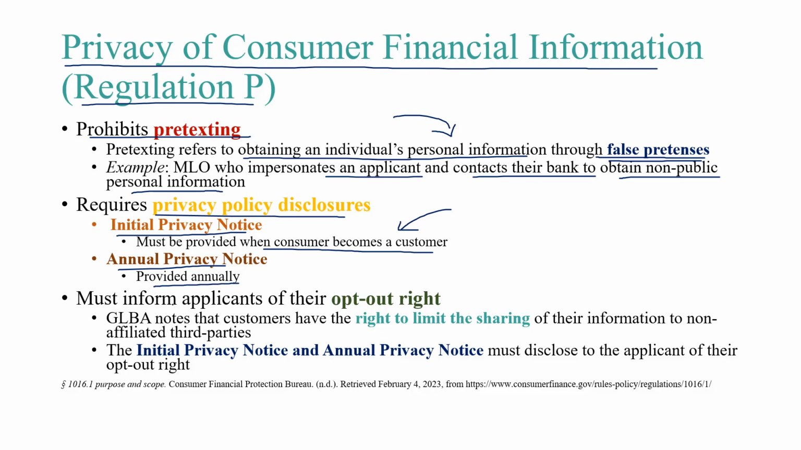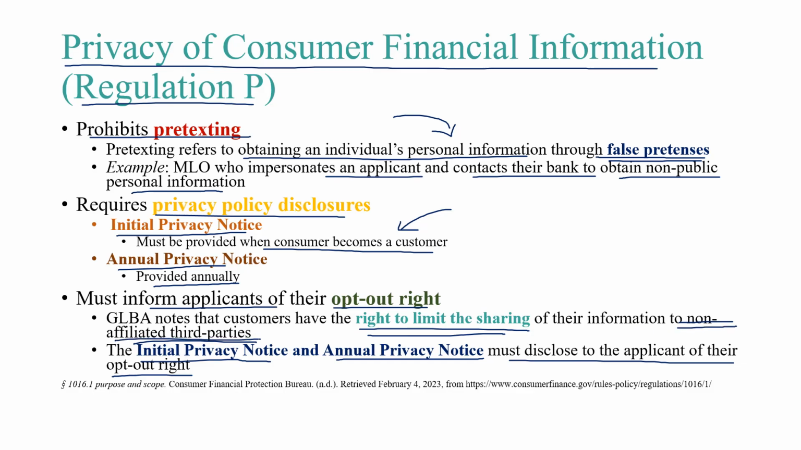The third thing that Regulation P requires is that the financial institution must inform applicants of their opt-out right. So the GLBA notes that customers have the right to limit the sharing of their information to non-affiliated third parties. And the initial privacy notice and the annual privacy notice both must disclose to the applicant of their opt-out right. Remember that the opt-out right is the customer's right to limit the sharing of their information to non-affiliated third parties.